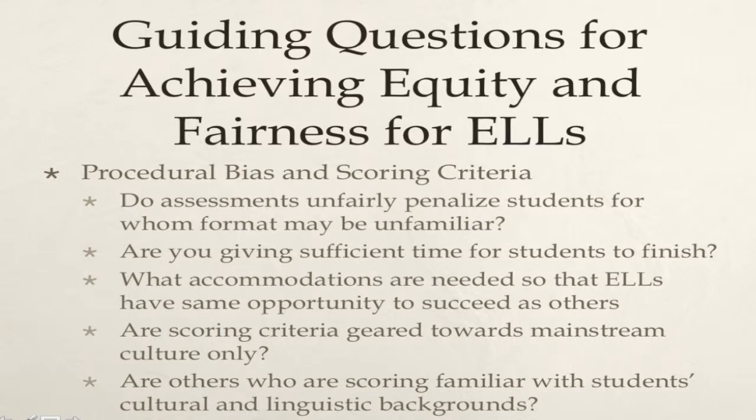Make sure you know what accommodations are needed in order to give the English language learners the same chance to do well as the native English-speaking students in your class. And make sure that the scoring criteria you're using to grade or judge their performance isn't biased just towards the mainstream culture. It has to be for all students, culturally and linguistically diverse, native English speakers, and so forth.